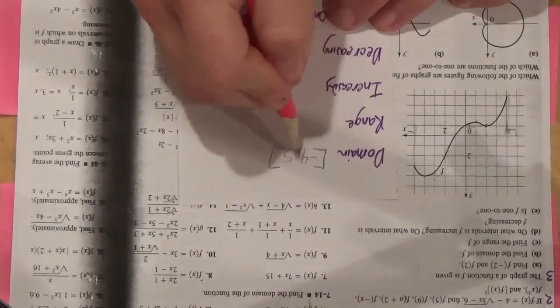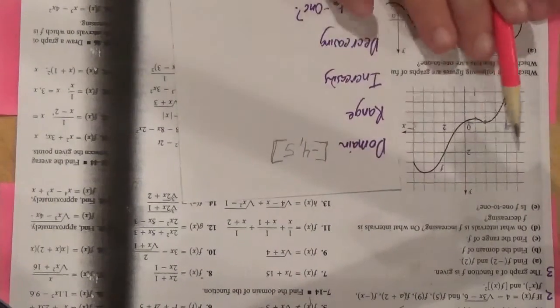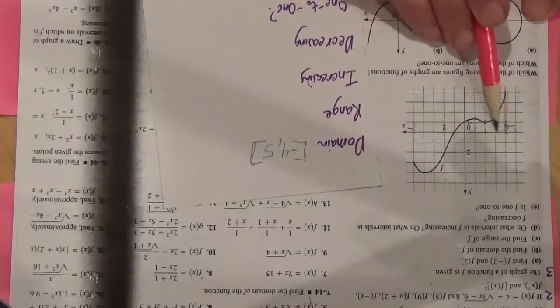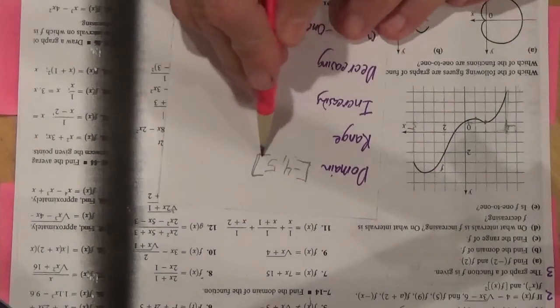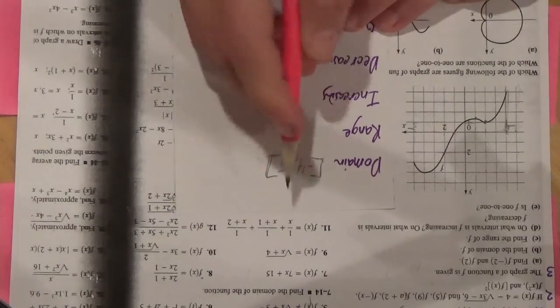And I put the brackets on it because I can equal 5. X can be 5, I get a value there. And x can be -4, I get a value there. So from the starting x to the final x, that's what this notation means, starting x to final x.